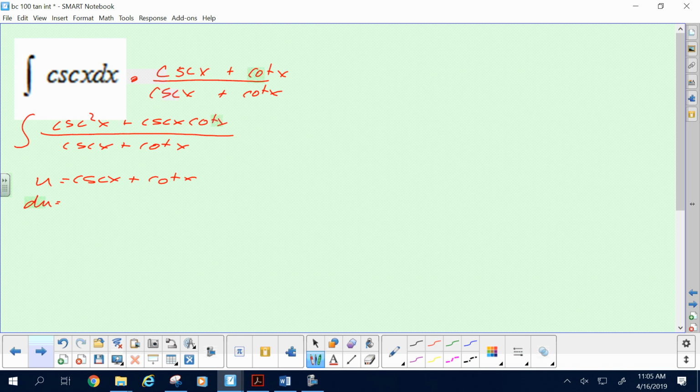What's the derivative of cosecant? Negative cosecant cotangent, right? Do we agree? Yes. And what's the derivative of cotangent? Negative cosecant squared. That's kind of like I have up there, but with a negative du, that is cosecant x cotangent of x plus cosecant squared x. So upon substitution, this is negative du over u.